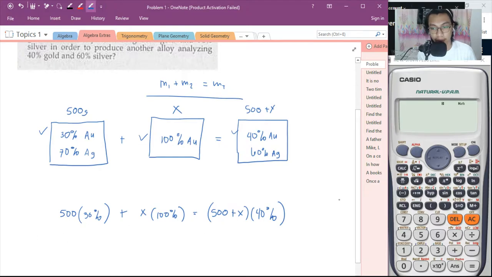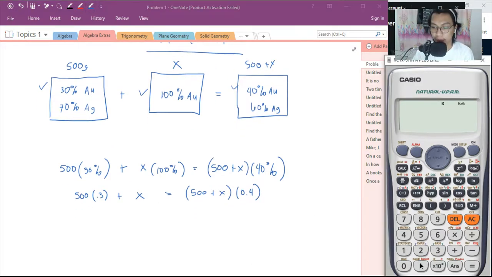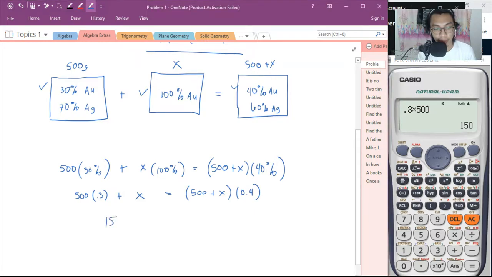Now, simplifying all the equation. So, 500 multiplied to 0.3 plus 1, hindi 100 yan, 1 dapat yan, 1 or x na lang equal to 500 plus x multiplied to 0.4. O ngayon, calculate na natin. 0.3 times 500, 150. So, this will be 150 plus x equal to 0.4 times 500. I bet that is 200 plus 0.4x. Pagsamahin natin yung merong common variables.